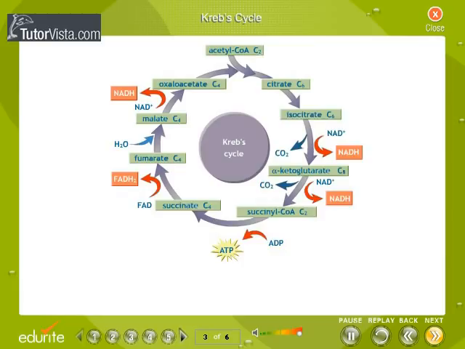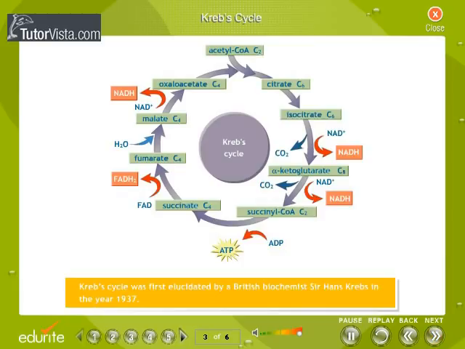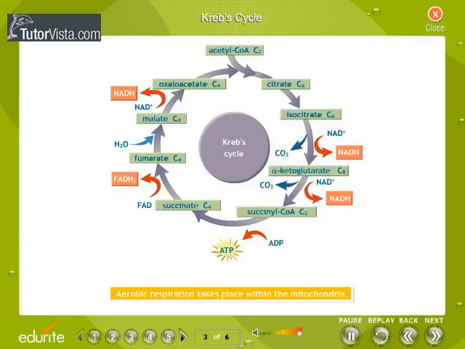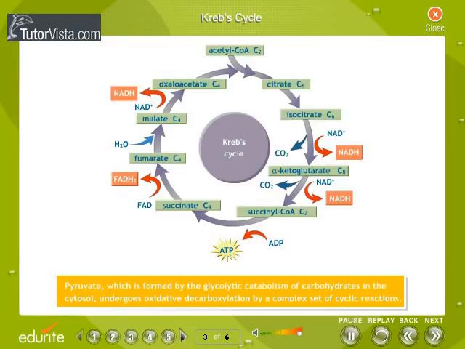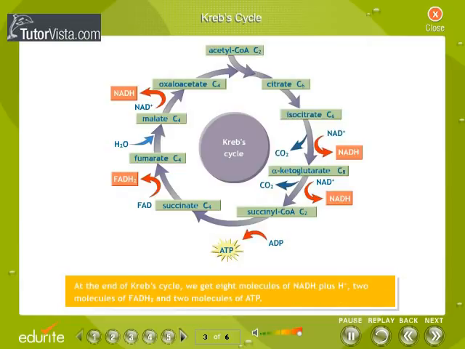Krebs cycle. Krebs cycle was first elucidated by a British biochemist, Sir Hans Krebs, in the year 1937. Aerobic respiration takes place within the mitochondria. Pyruvate, which is formed by the glycolytic catabolism of carbohydrates in the cytosol, undergoes oxidative decarboxylation by a complex set of cyclic reactions. At the end of Krebs cycle, we get 8 molecules of NADH plus H plus, 2 molecules of FADH2, and 2 molecules of ATP.